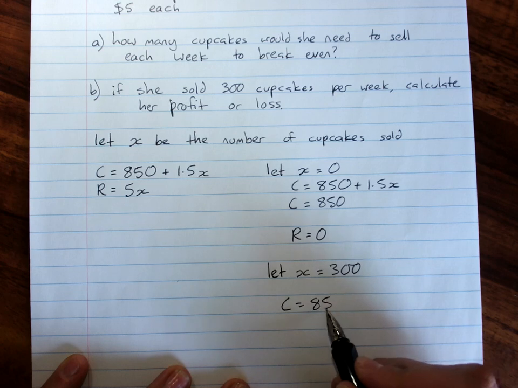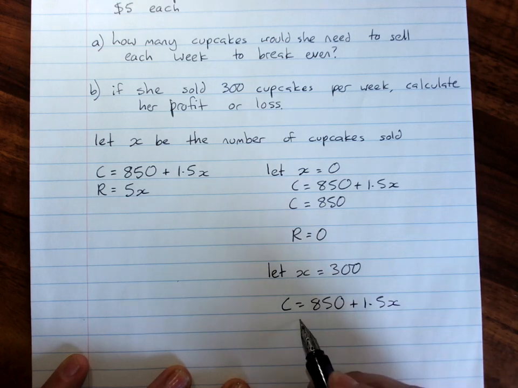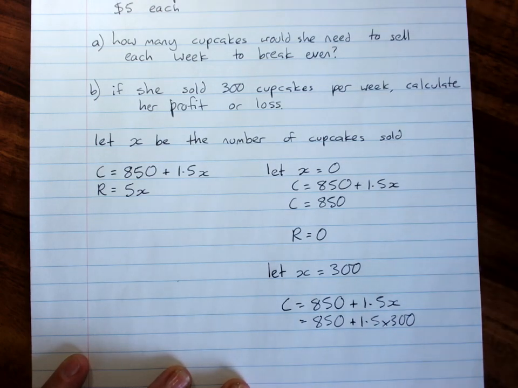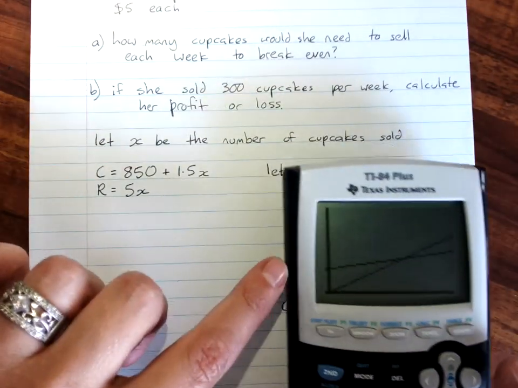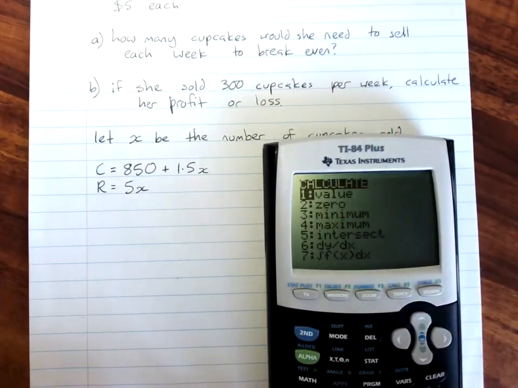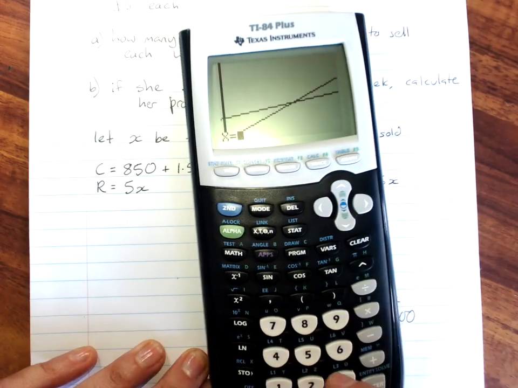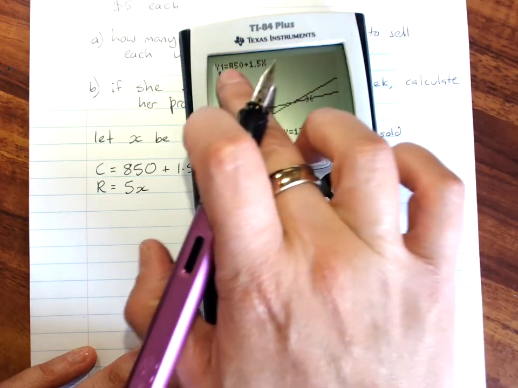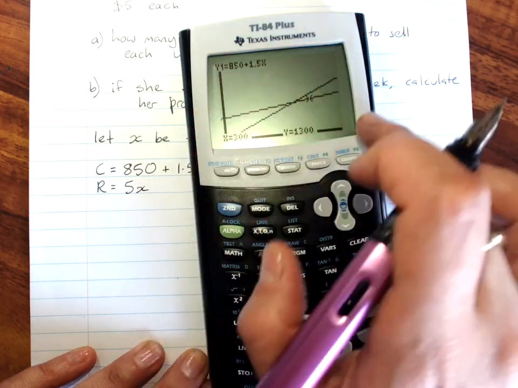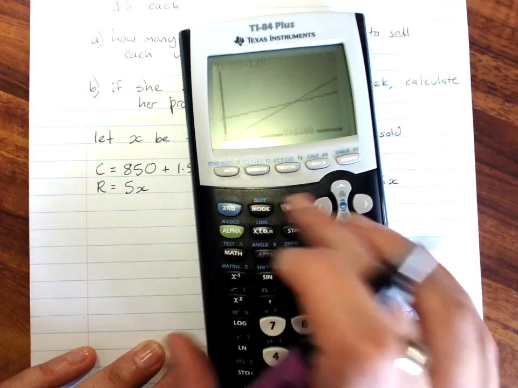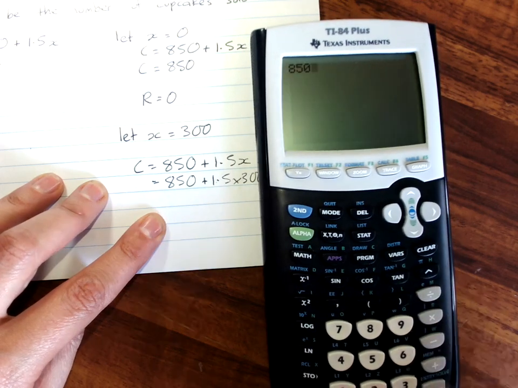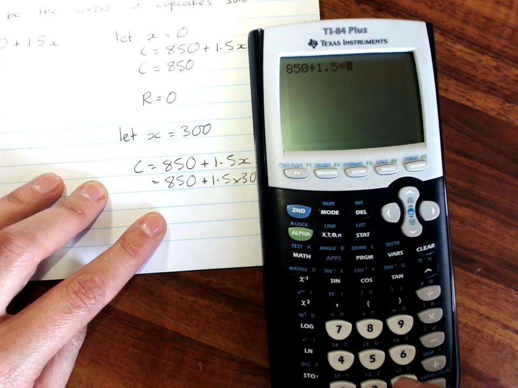So cost is 850 plus 1.5x, 850 plus 1.5 times 300. Now you could just use the calculator, because remember you can use calc value and say what happens when x is 300. Y1 for the cost there is going to be 1,300. Or you could work it out. 850 plus 1.5 times 300, 1,300.